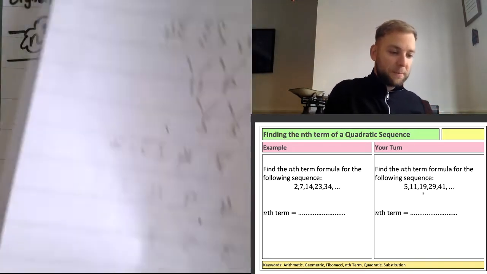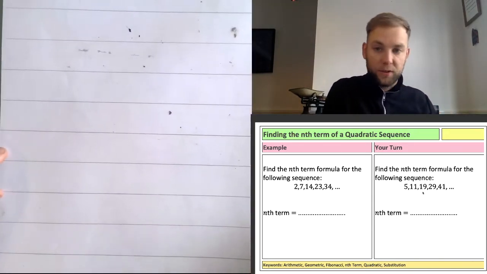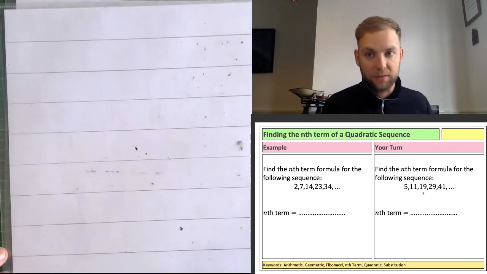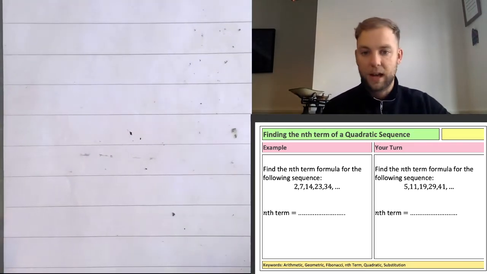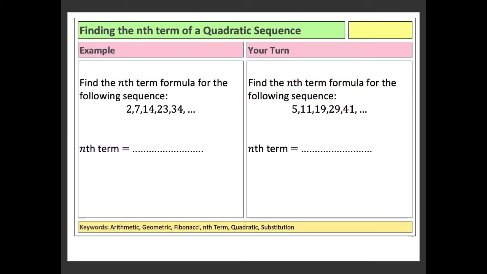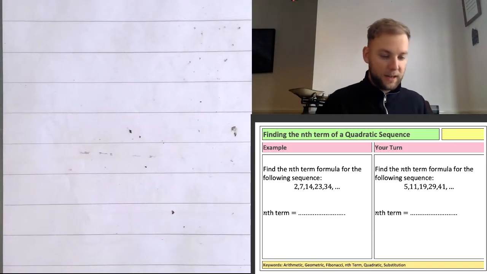Let's have a look now at example 4. If you're feeling confident, pause now and have a go at example 4 yourself. I'll make it big for you so you can do that. So pause now and have a go at that one on the right if you're feeling confident. Okay, I'm going to go through it anyway now.